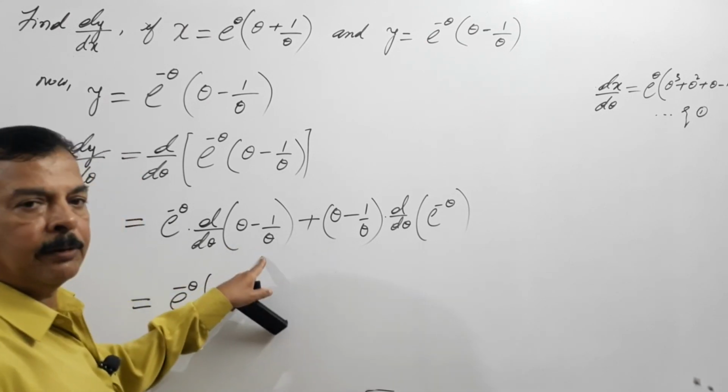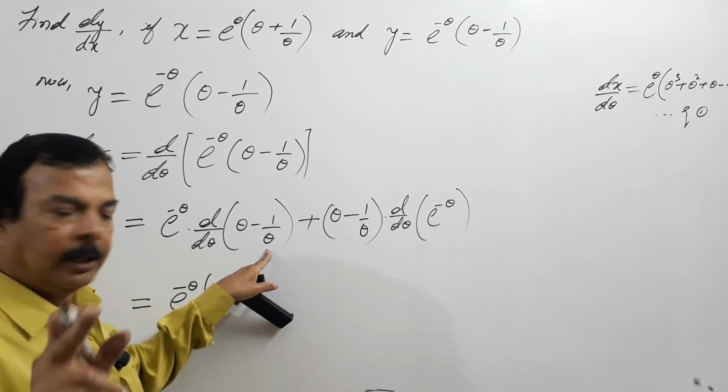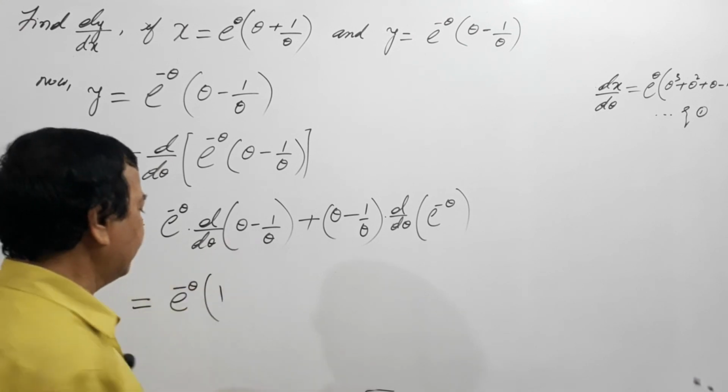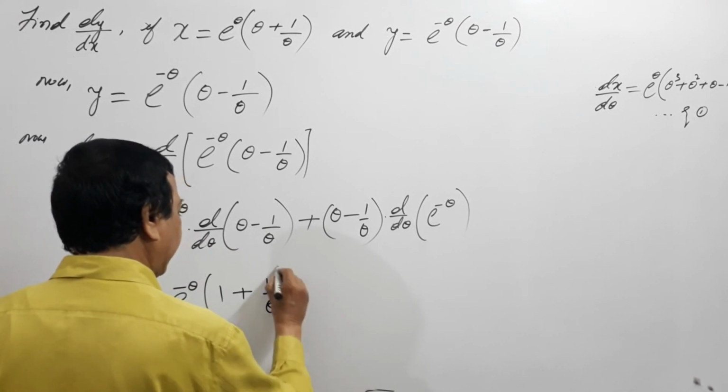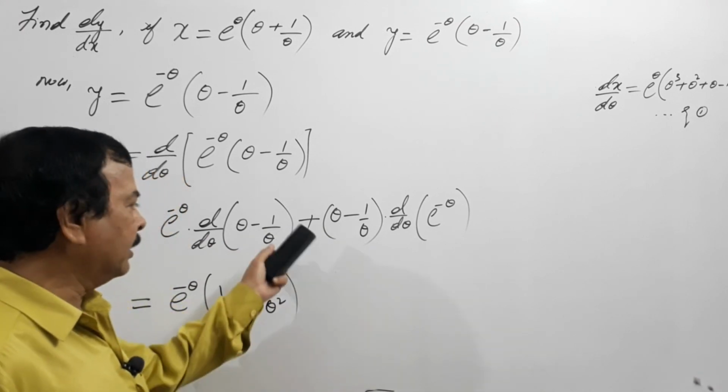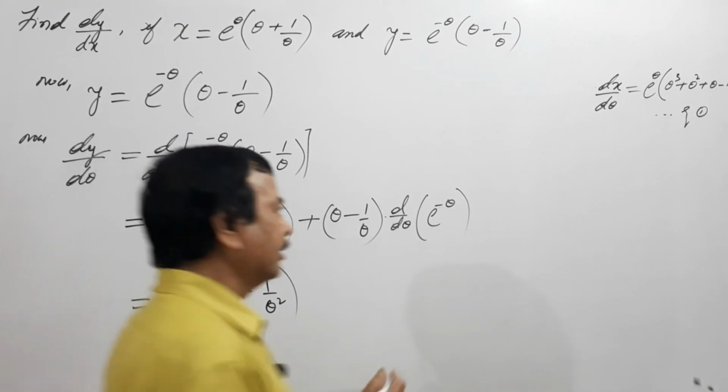So this again becomes minus 1 by theta square. So minus into minus becomes plus. So this becomes 1 by theta square. Sir, we didn't follow, sir. Please explain once again. Yes.